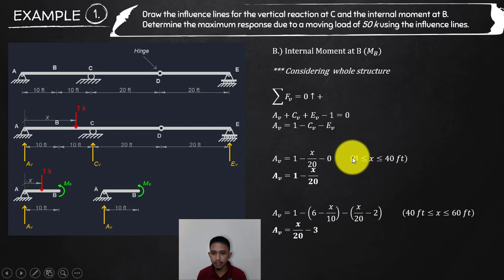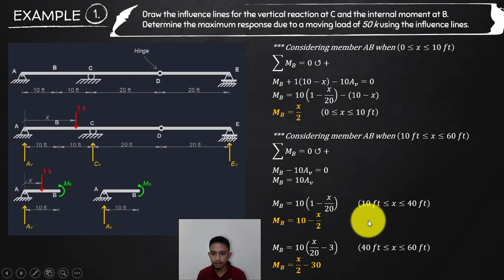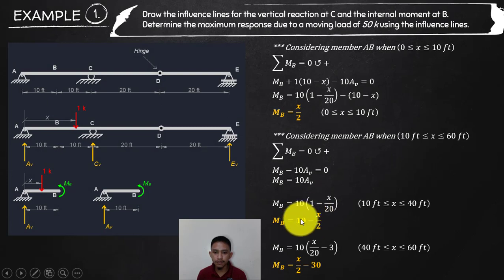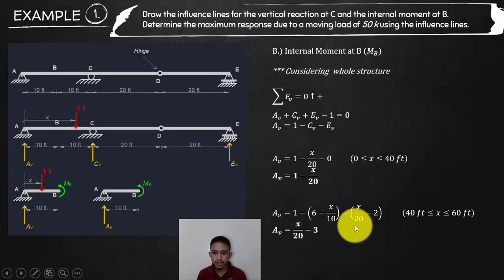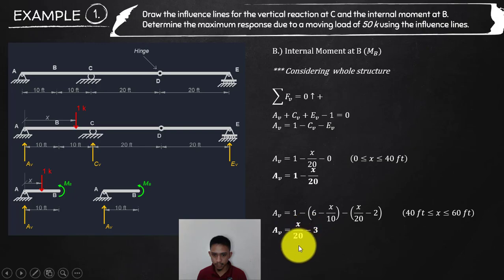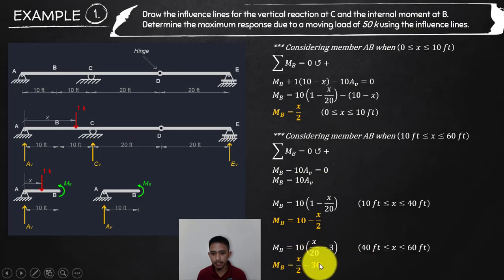Again, we used a while ago the 0 to 10. So now, we will be using the 10 to 40. So still, your AB will be this value. So now, simplifying that one, that will be 10 minus x over 2. And then now, let's move on to the last possibility when x is 40 to 60. Your AB will become substituted 1. X over 20 minus 30, substituted 1, simplify, will have x over 2 minus 30.